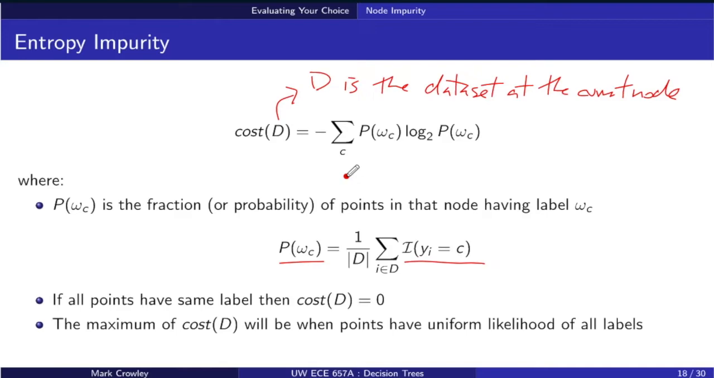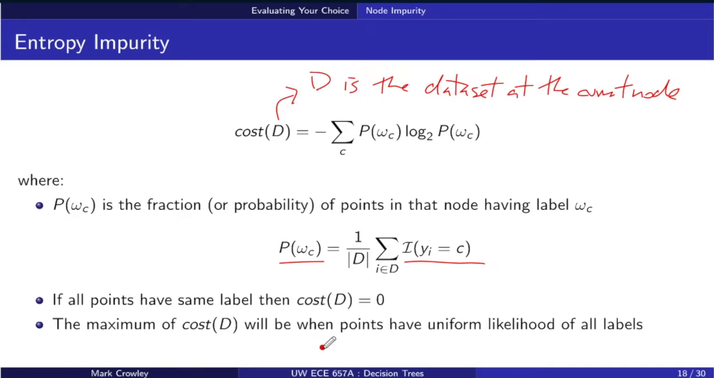As the entropy goes higher, if all the labels are the same, so if we've got a completely 100% pure subset of data, then the cost would be 0, because our probability of getting them right would be 100%, so our entropy would be 0, because it's perfect, there's no noise, essentially, right?